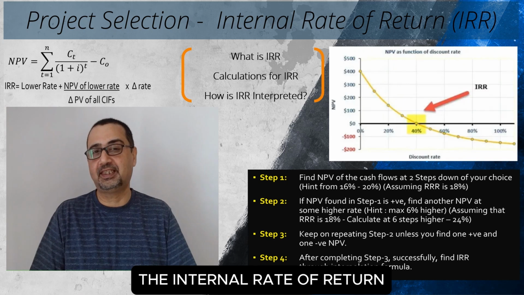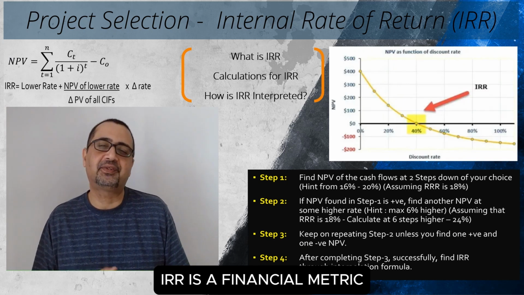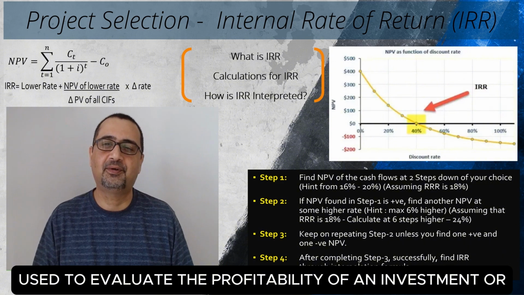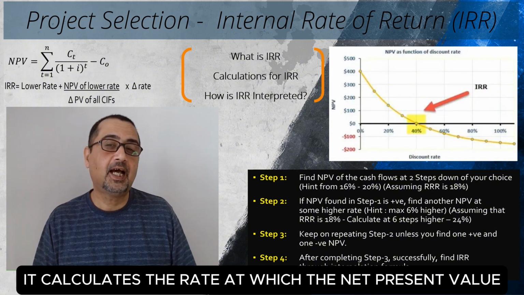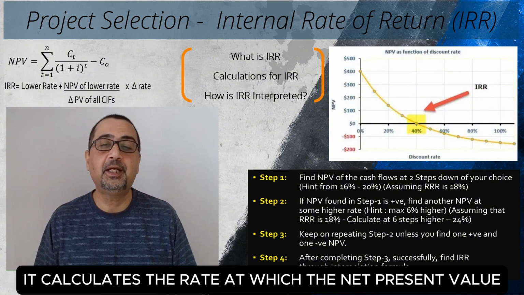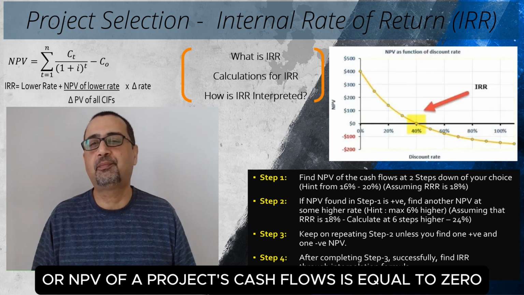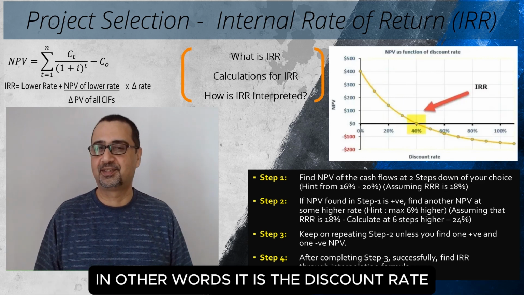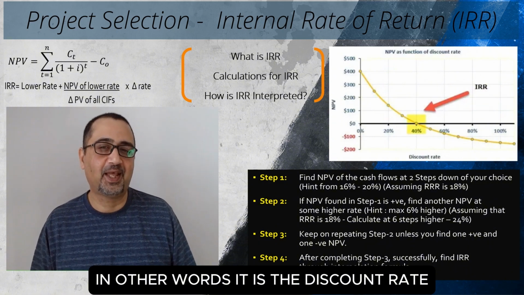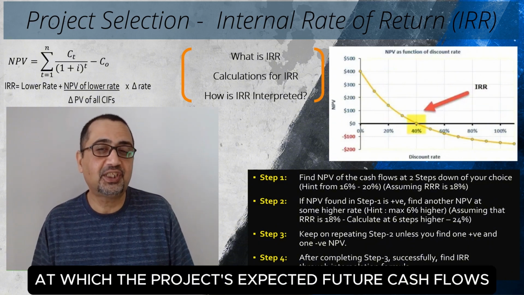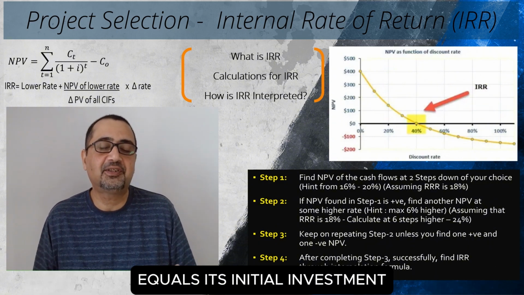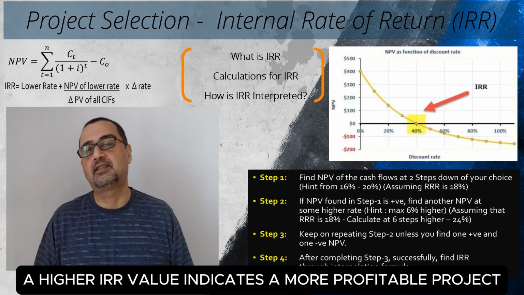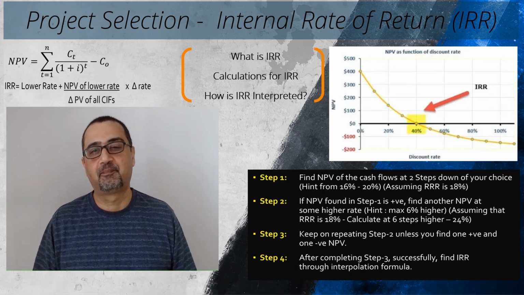The internal rate of return (IRR) is a financial metric used to evaluate the profitability of an investment or project. It calculates the rate at which the net present value, or NPV, of a project's cash flows is equal to zero. In other words, it is the discount rate at which the project's expected future cash flows equal its initial investment. A higher IRR value indicates a more profitable project.